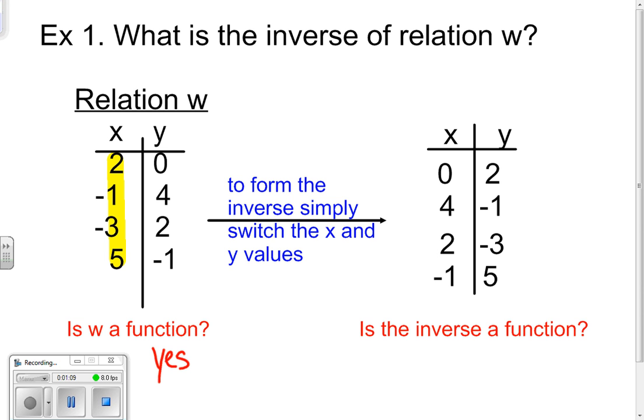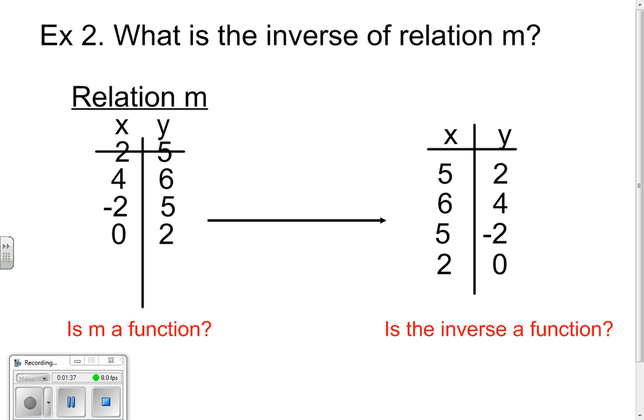To find the inverse, just switch the x and y values. The x column, the 2, -1, -3, 5, goes to the y column, and vice versa. The y column in the original goes to the x. Now I want to determine if that inverse is a function. Look at the x values. None of them are allowed to repeat, and none of them do, which makes it a function as well. These would be considered inverse functions.